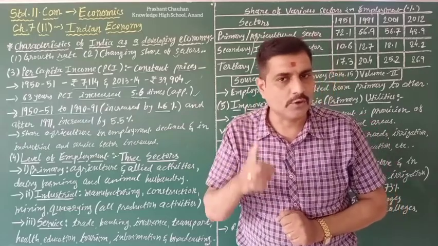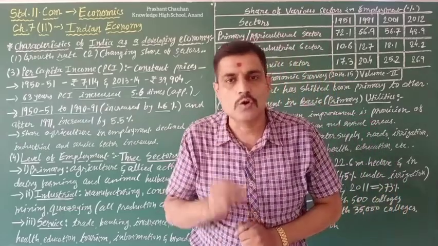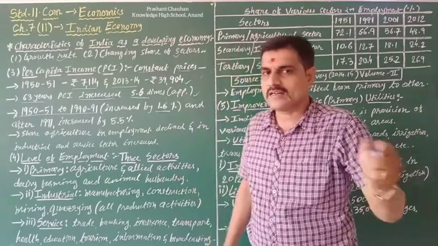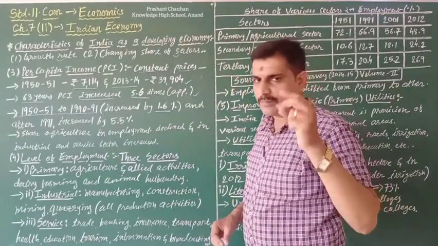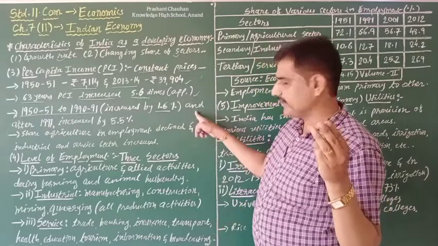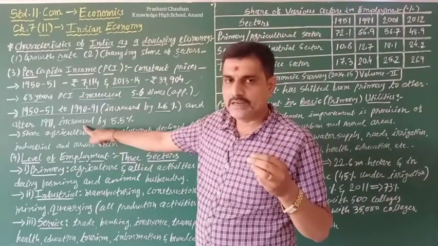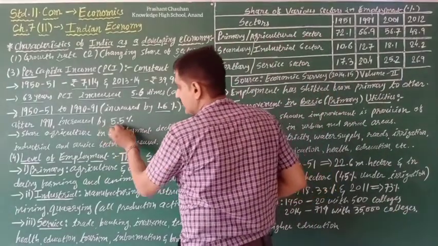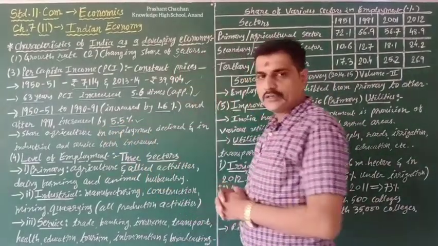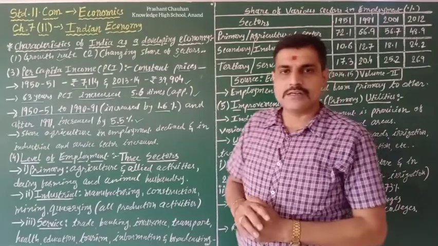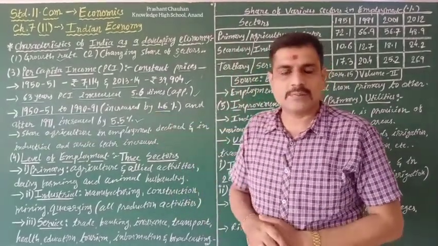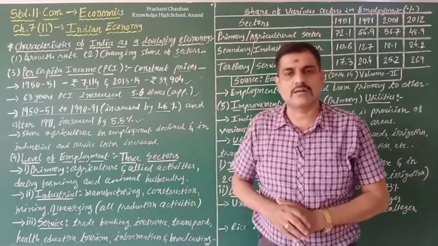Keep in mind, before 1991, there were no reforms. After 1991, economic reforms were started, that is liberalization, privatization and globalization. After that, after 1991, it increased by 5.5%. So that is the change, the main contribution to national income from the different sectors in the per capita income. That is the national income divided by total population.